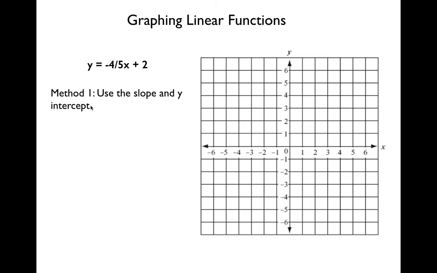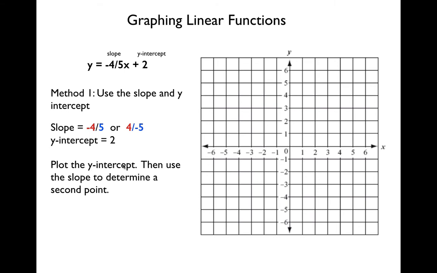Okay, let's see how you did. So let's first identify the slope and the y-intercept. Our slope is negative 4/5, or we could also interpret that as positive 4 over negative 5. And the y-intercept is 2. So we're going to plot the y-intercept and then use the slope to determine a second point.